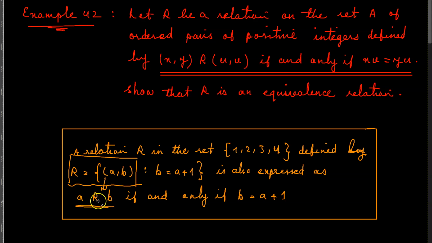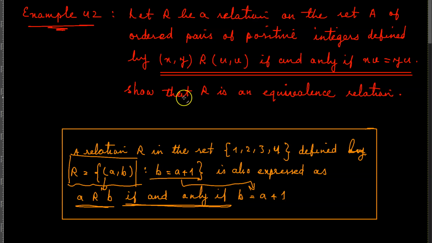Now these ordered pairs, the relation R exists between each of the elements in those ordered pairs A and B, and the relation is such that, for example, B is equal to A plus 1, and that is what you write over here. And in the middle, to connect these two statements, you simply write if and only if, right? So that's what it means.